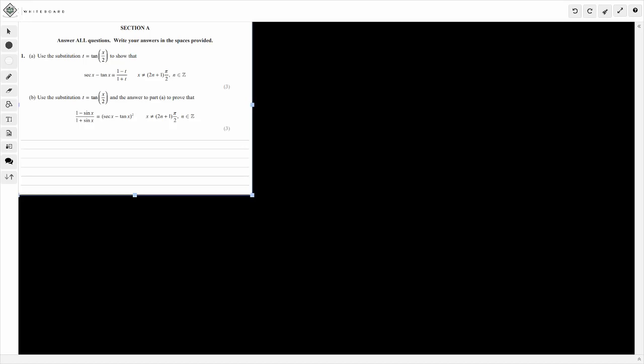Guys and welcome. Today we're looking at an FP1 specimen paper, and this is the AS part of the paper. So if you're looking for the A level, this might be a bit too easy, but it could be worth looking at anyway. So let's have a look at it. There's 5 questions in total.